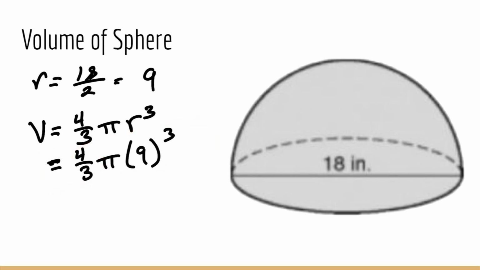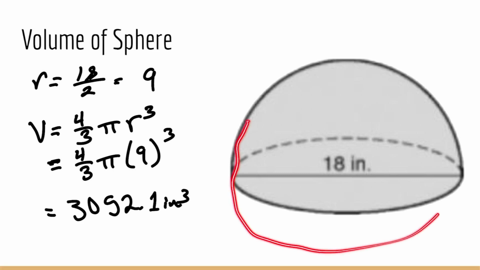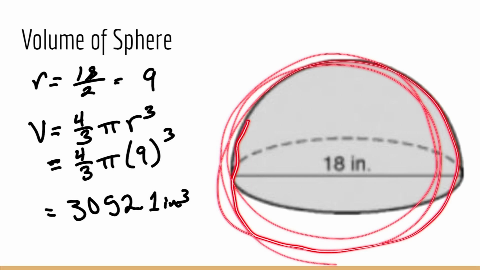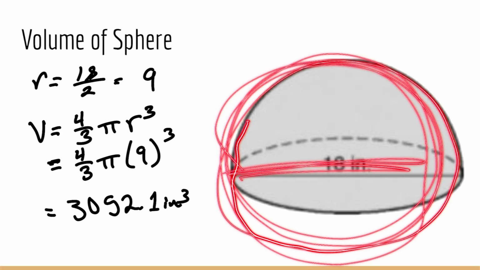Make sure you put parentheses around your 4 over 3, around your fraction. Yeah, and that's going to give you 3,052.1 inches cubed. But again, that's going to be the volume if this was a full sphere. But is this a full sphere? No, this is only half a sphere.